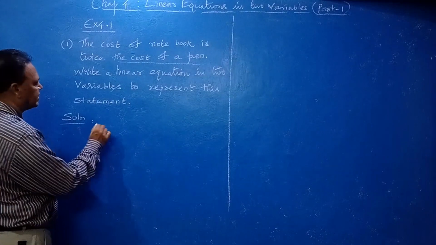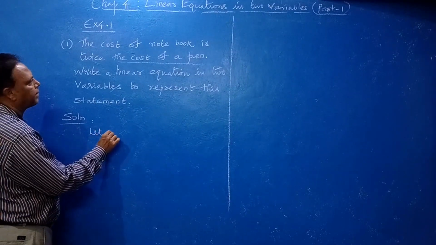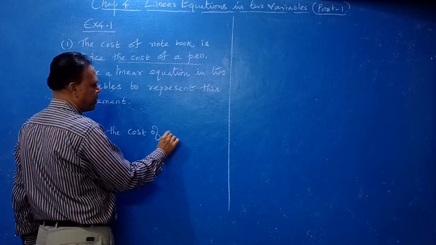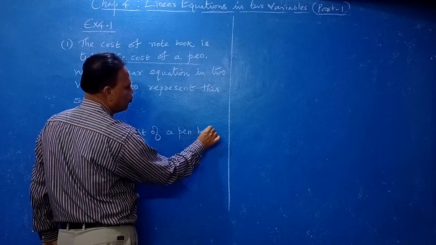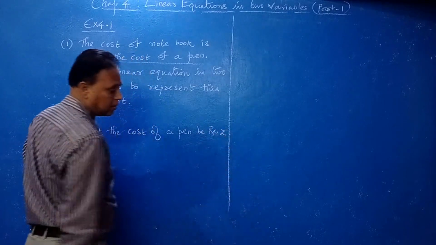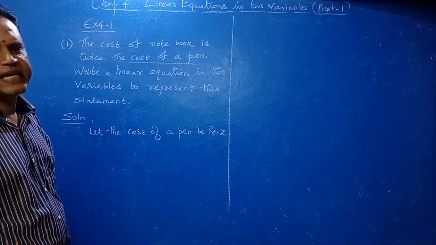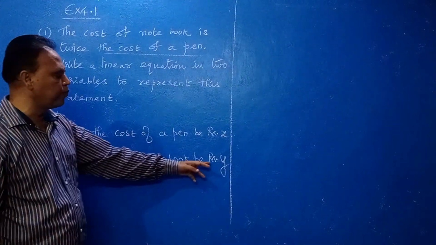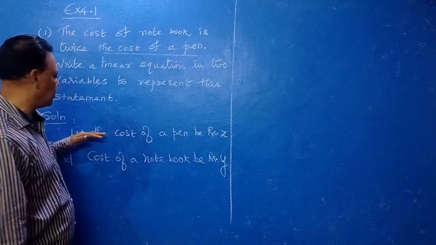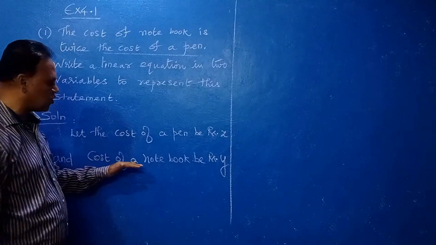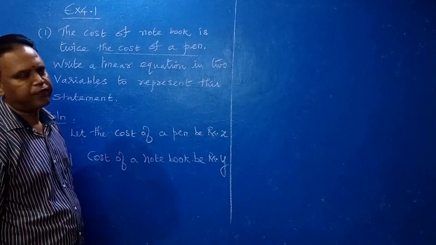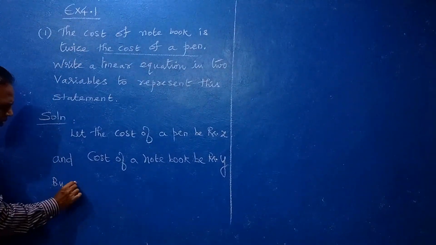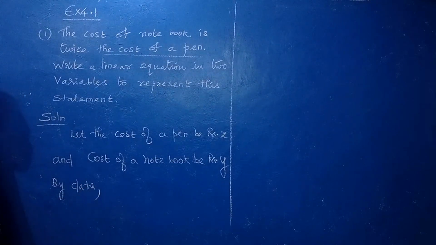Okay, you see. Let the cost of a pen be rupees X, and the cost of a notebook be rupees Y. So the cost of a pen is rupees X and the cost of a notebook is rupees Y. Now you come to this statement. Therefore, by data or according to the problem.